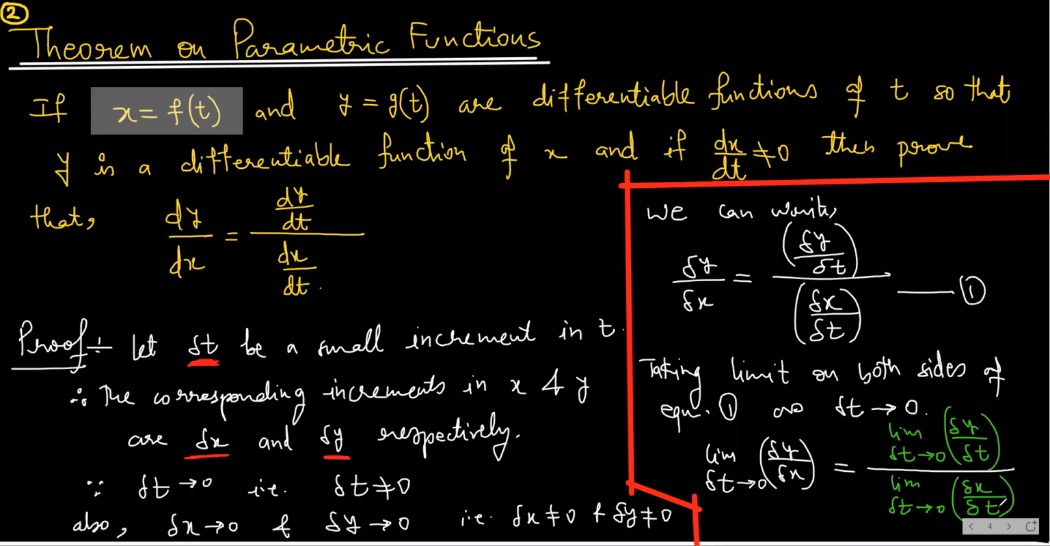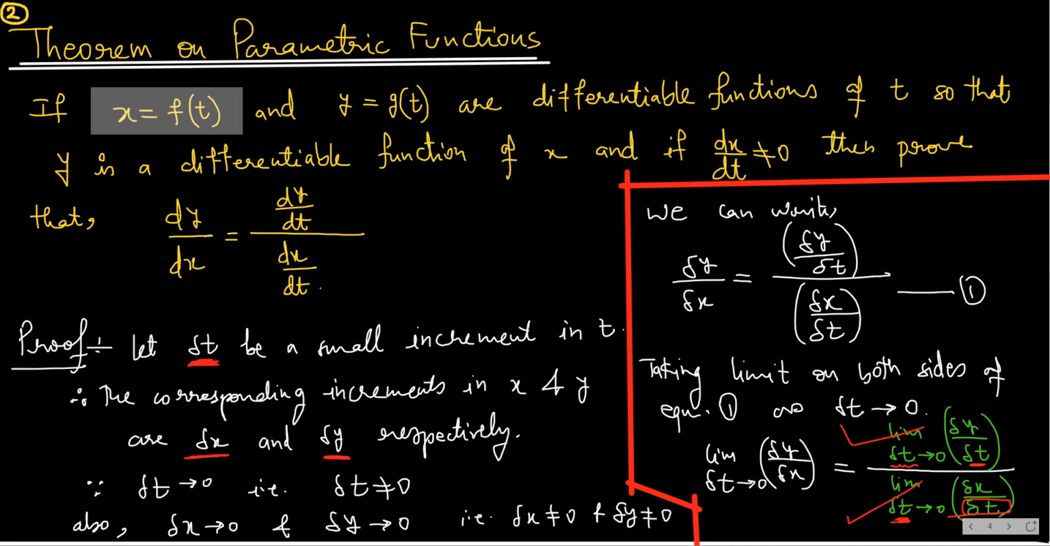Now, the denominator here is delta t, and what is tending to 0? Delta t. So this is all okay. Here also the denominator is delta t, and delta t tends to 0. So this is okay. But this side it is not okay. Here you have denominator delta x. It should be delta x tending to 0.